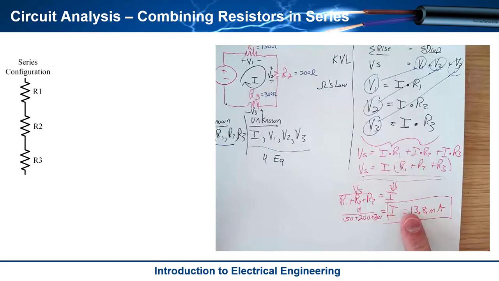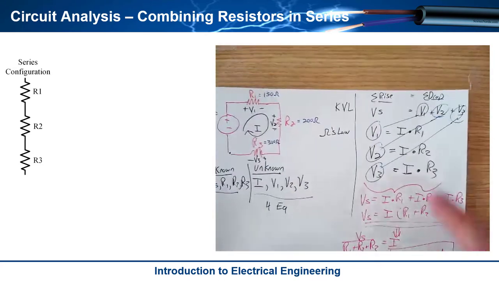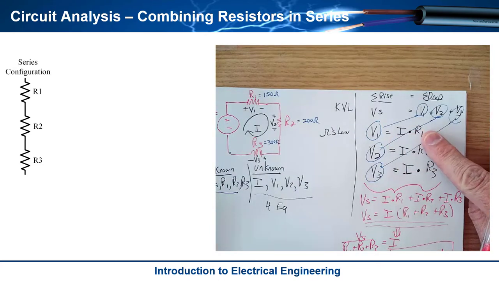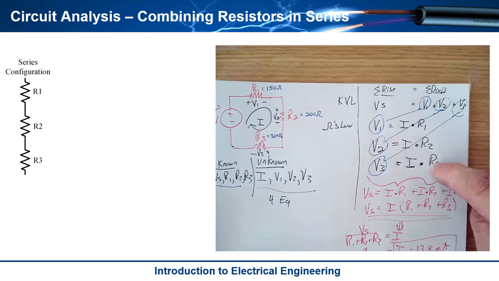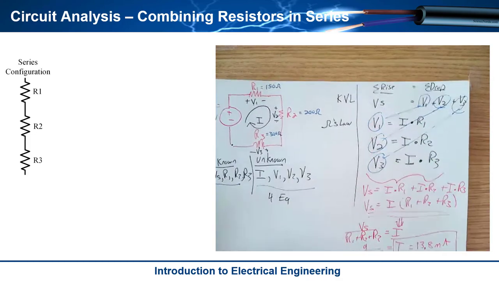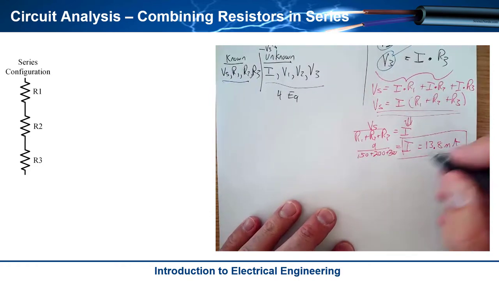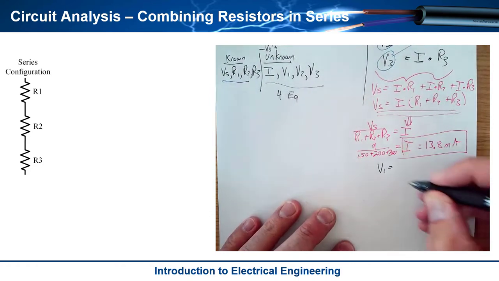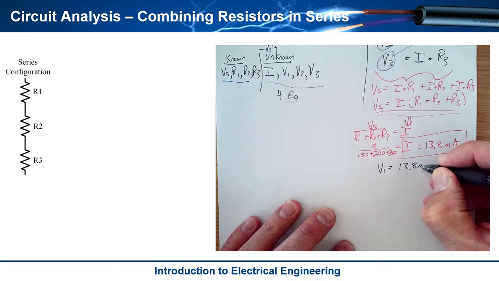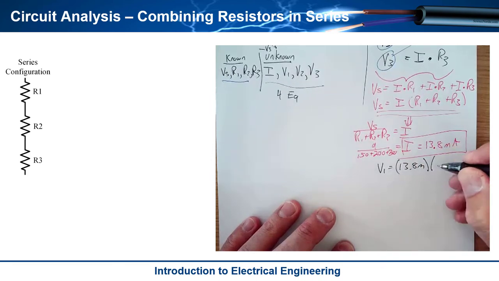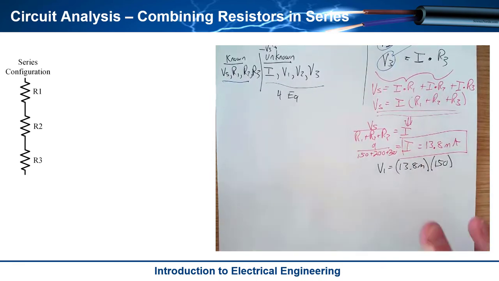And it's like, okay, that's great. Well, guess what else we have? I already have Ohm's Law for R1, R2, and R3, and I can find V1, V2, and V3. So now it's even simpler because I can just come down here and go V1 is equal to 13.8 milliamps times 150. Okay, so let's do that.